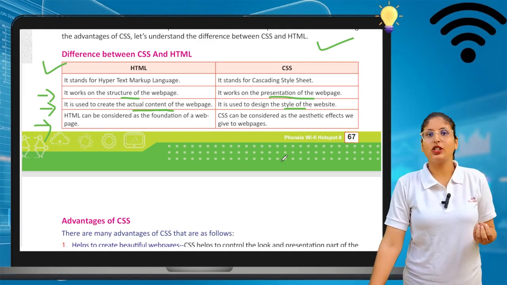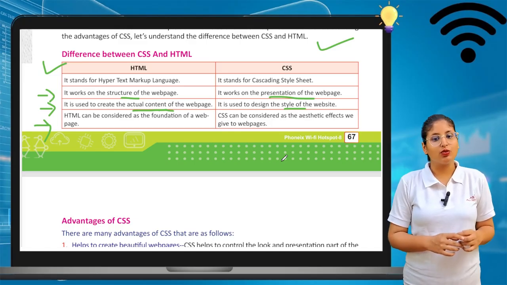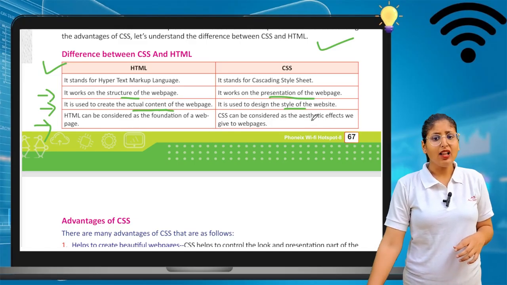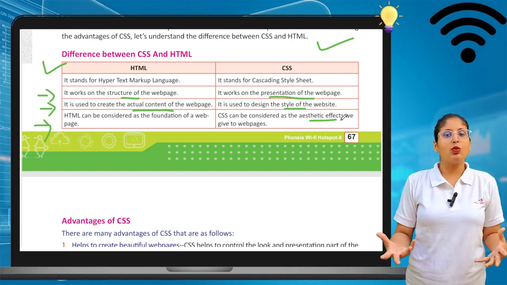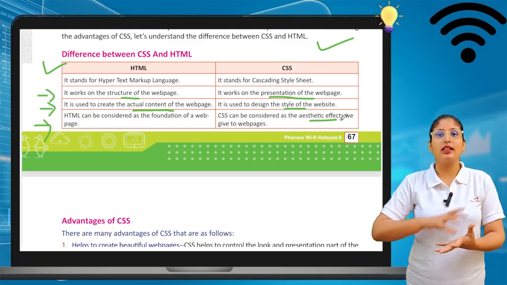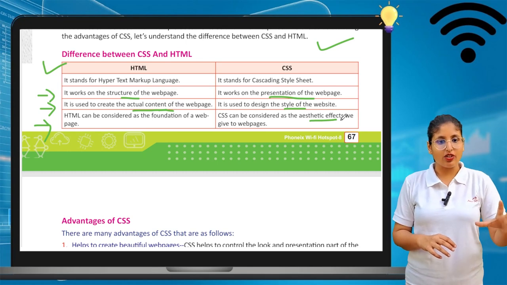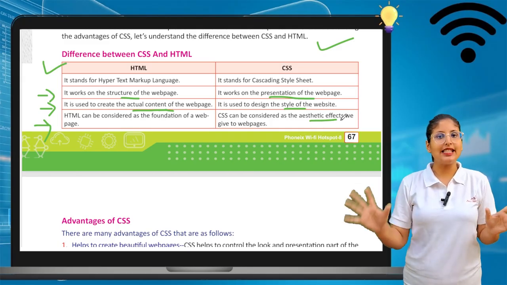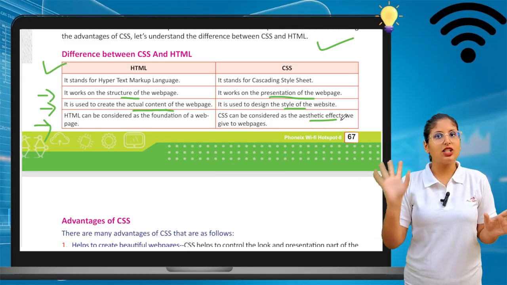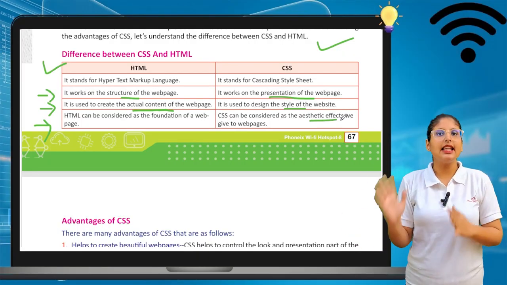If I talk about CSS, it can be considered the aesthetic effects we can give to the web page. With the help of CSS we can give the aesthetic effect, because we are working on the presentation, the design of a web page. But in HTML we are working on the structure of the web page. We give a foundation to our web page with it. HTML is hypertext markup language and CSS is cascading style sheet. So this is the main difference between HTML and CSS.